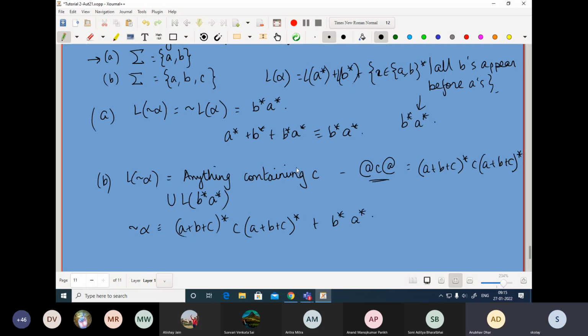Ma'am, can we do something like (b plus c) star, (a plus c) star? Whole star, and then (a plus c) whole star and then c. No, that's it. This will not contain something like acb, right? Oh, okay, ma'am.